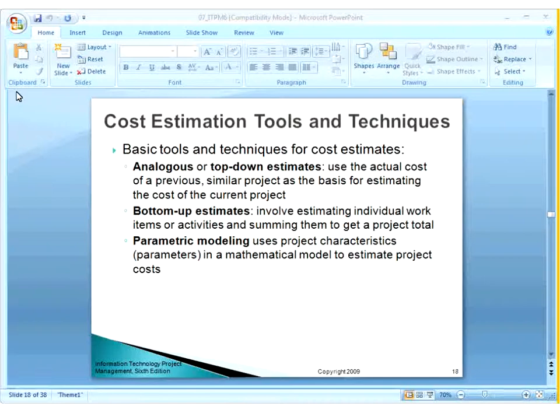And the third approach is the parametric modeling approach, where we use project characteristics, or what we call parameters, in a mathematical model to estimate project costs. So these are the three tools and techniques which are used.